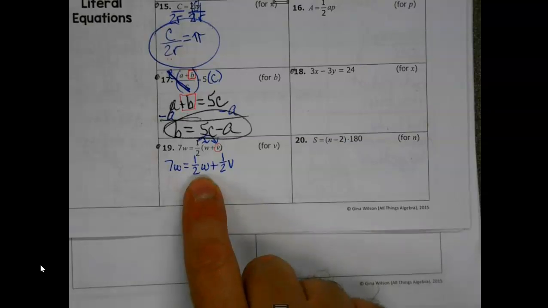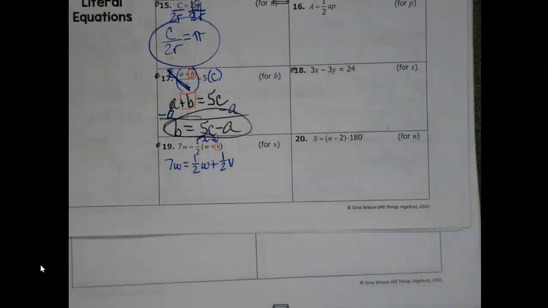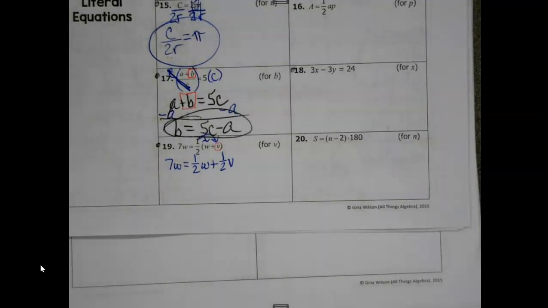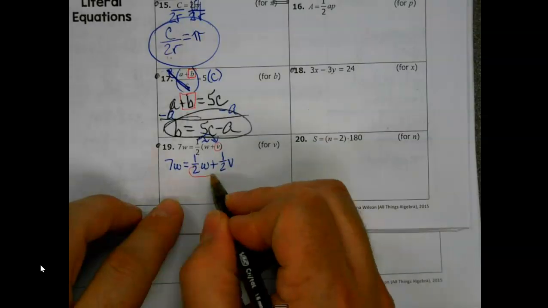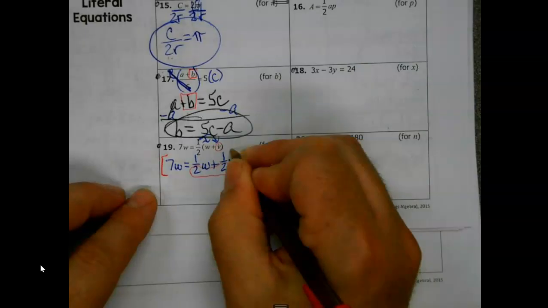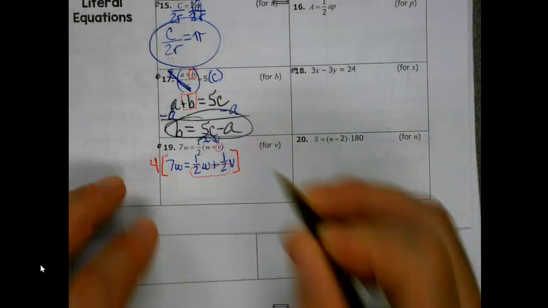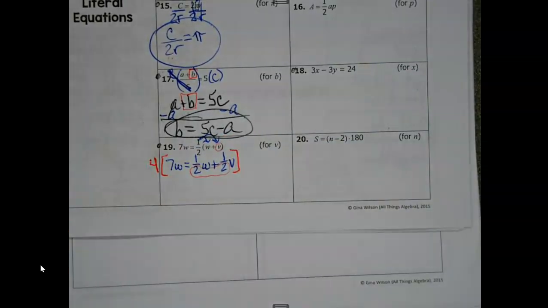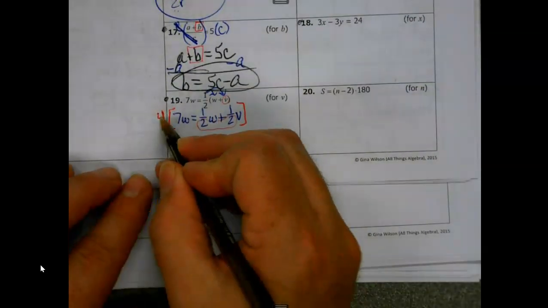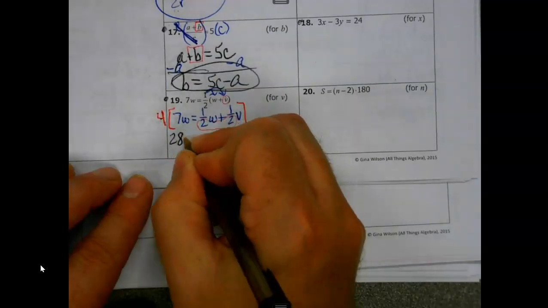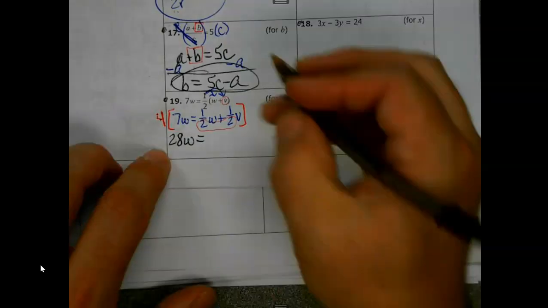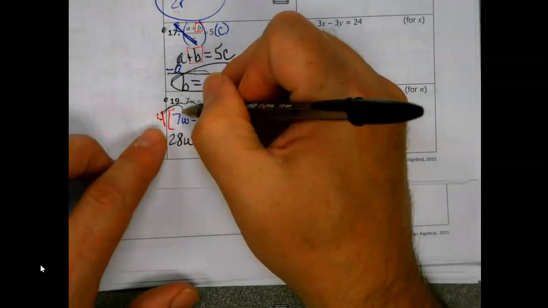Now fractions, we just dealt with this up in number 10. Oh my gosh, it's not going to be number 10, is it? No. No. I can still take my denominators and multiply to make those go away. I don't even think we need the calculator for this. 4 times 7 is 28. What's half of 4? 2.